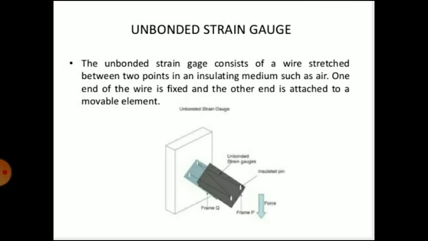Unbonded strain gauge, you can see in a diagram. An unbonded strain gauge consists of a wire stretched between 2 points in an insulating medium such as air. One end of the wire is fixed and the other end is attached to the movable element. So it is not pasted on a component, so it is called unbonded. And the bonded strain gauge is pasted on a component whose strain has to be measured.